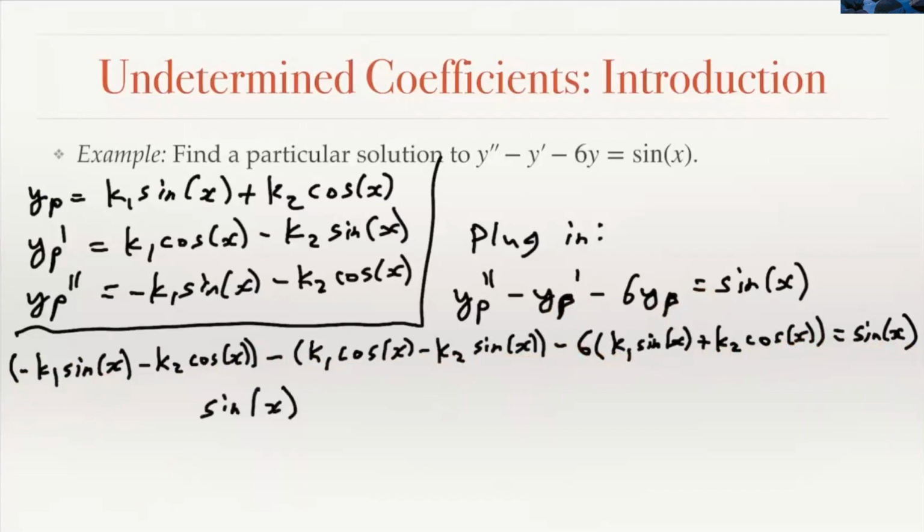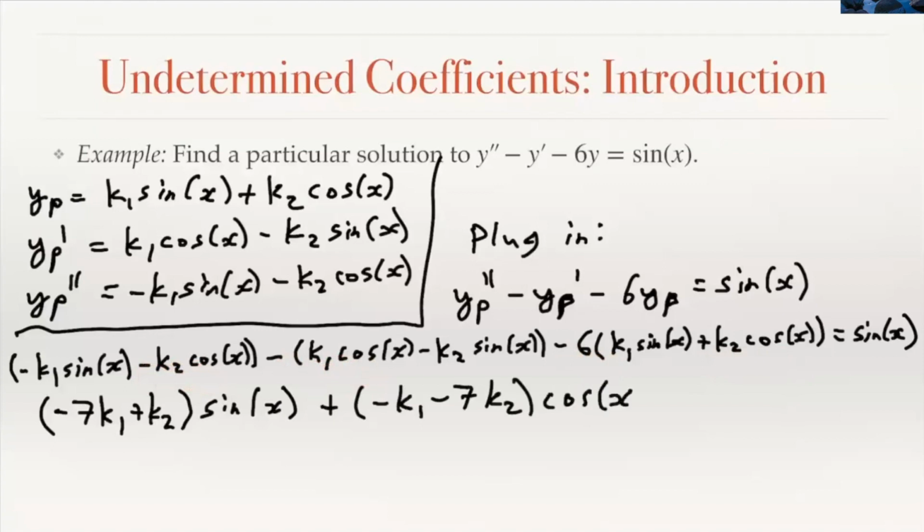Now we gather like terms, by which we mean gather together all the sines and all the cosines. So what is the coefficient of sine after we gather them together? Well, we have a negative k1 sine, minus k2 sine, minus 6k1 sine. That's negative 7k1 plus k2, times sine. And what is the coefficient of cosine? We have a negative k2 cosine, negative k1 cosine, negative 6k2 cosine. In total, that's negative k1 minus 7k2, times cosine x, is equal to sine x.